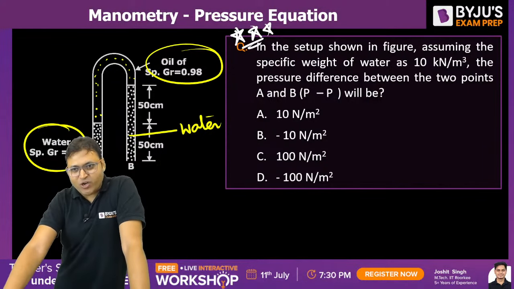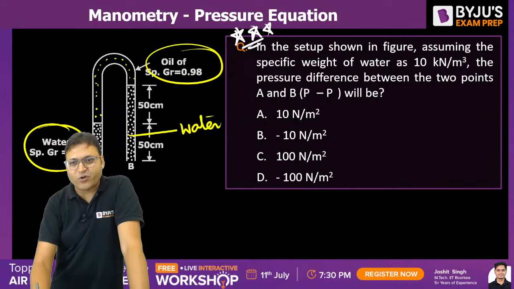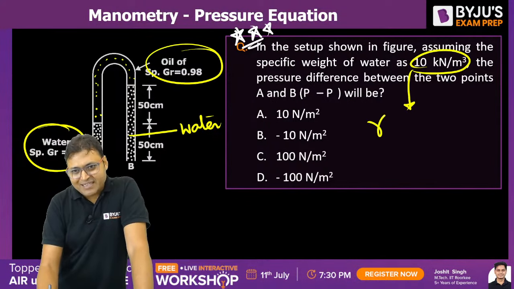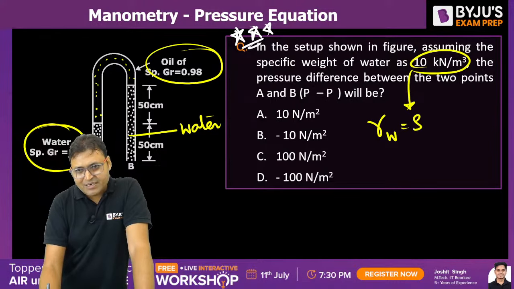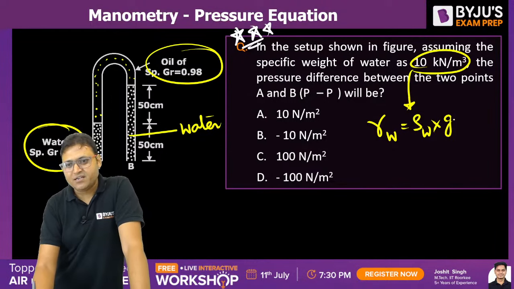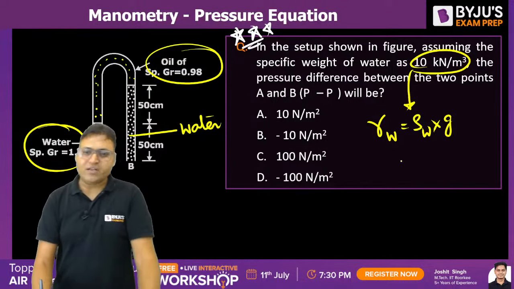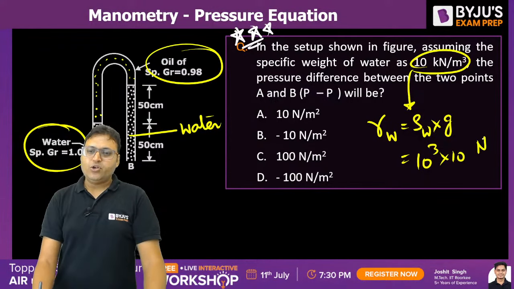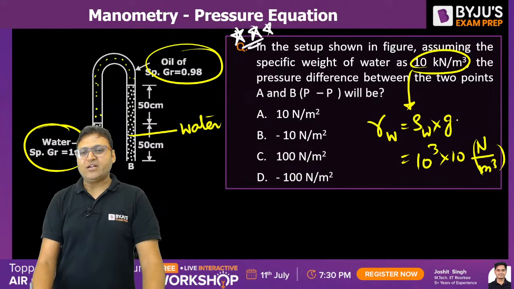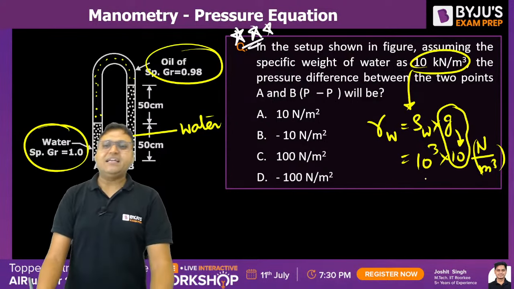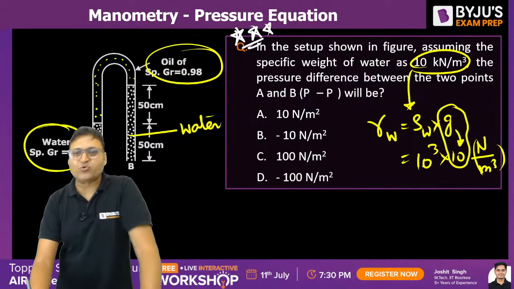In the setup shown in the figure, assume the specific weight of water is 10 kilonewton per meter cube. What is the specific weight? That is density of water into g. That is called the specific weight. If it is given in kilonewton, it is 10 to the power 3 into 10 newton per meter cube, so that is why it is 10 kilonewton. So g has to be taken as 10. Indirectly it is mentioned that g you are supposed to take as 10.